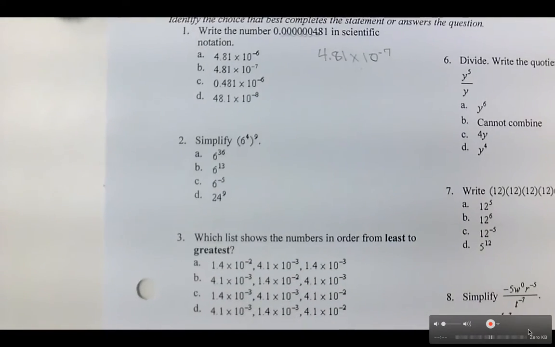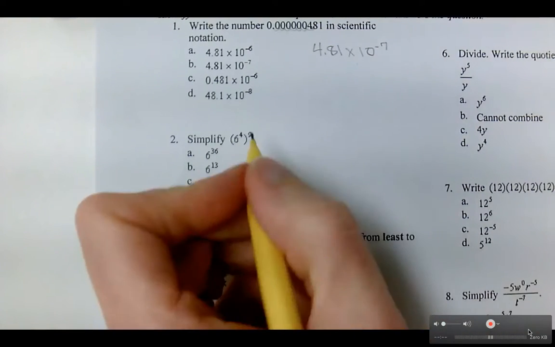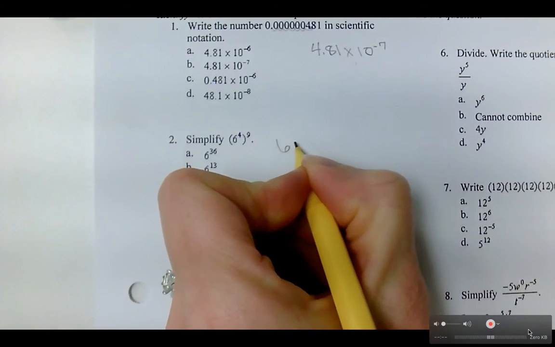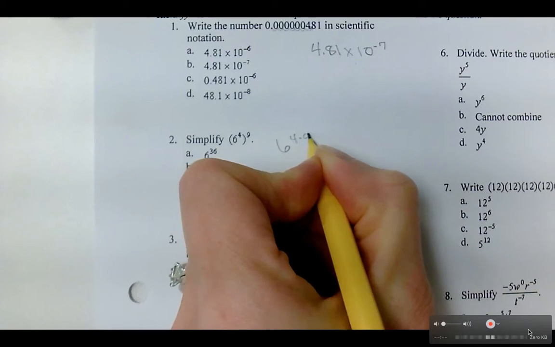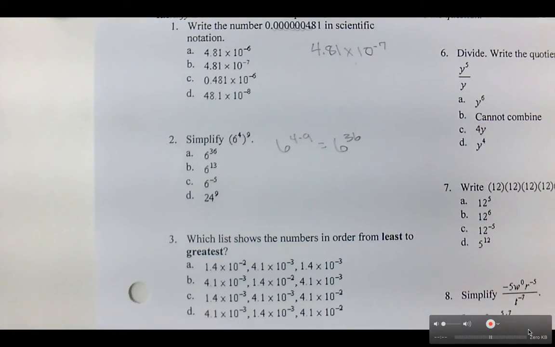Number 2. Here we have a power to a power. So whenever we have a power to a power, we multiply the exponents. So this is going to be equivalent to 6 to the 4 times 9 power, or 6 to the 36 power.